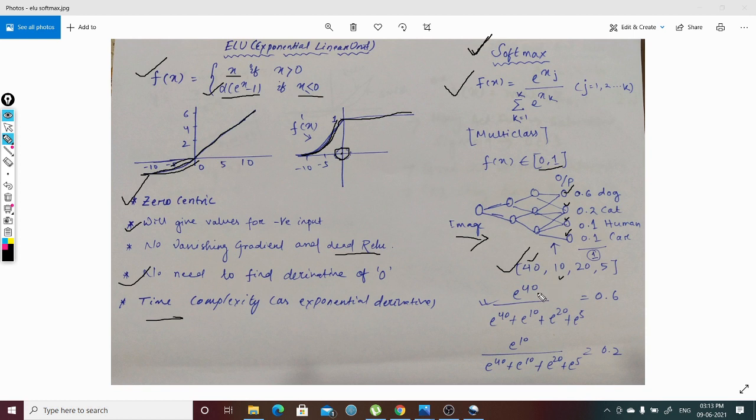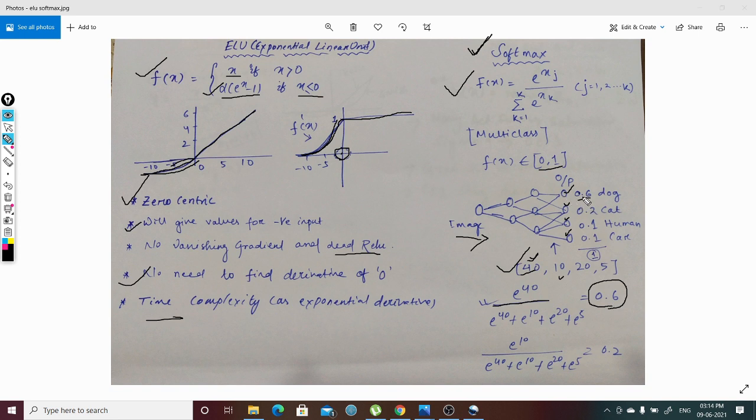If we provide them to the softmax function, this is how the output will come. It will take the exponential of the first value and divide it by the sum of all the exponential values, as you can see in the formula. So e to the power 40 divided by e to the power 40, e to the 10, e to the 20 and e to the 5. The value for 40 would be 0.6. So we can write this as 0.6.